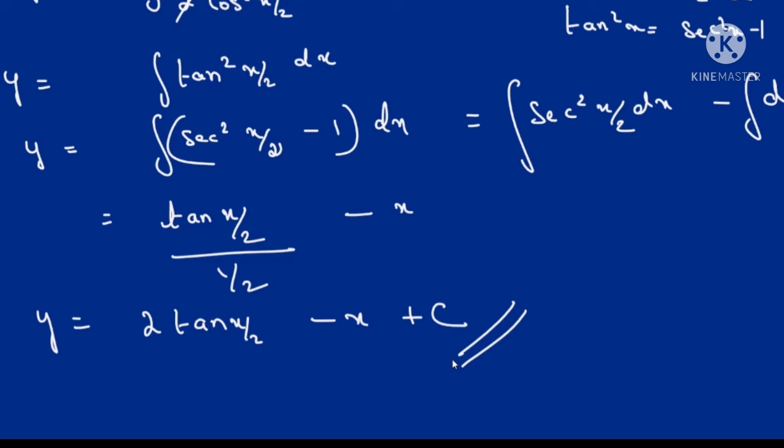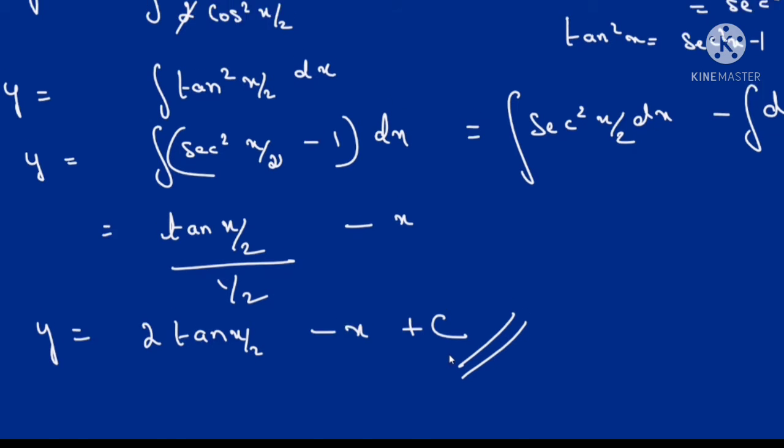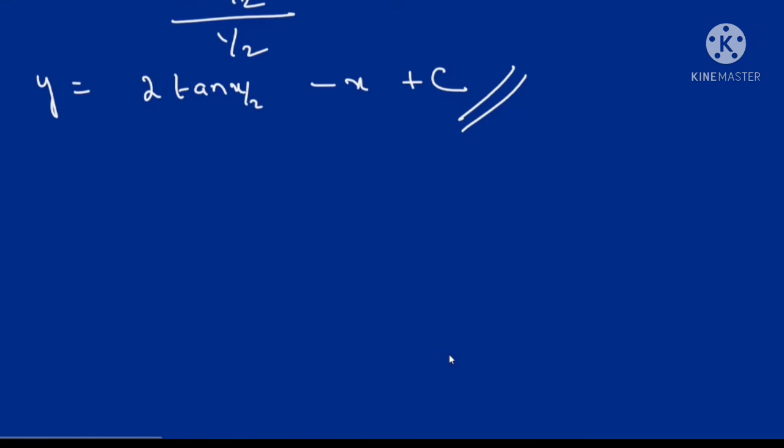So this is a general solution. If they ask you to find the general solution, that's all, no condition, nothing is given. If they give a condition, then only we can find the constant c.